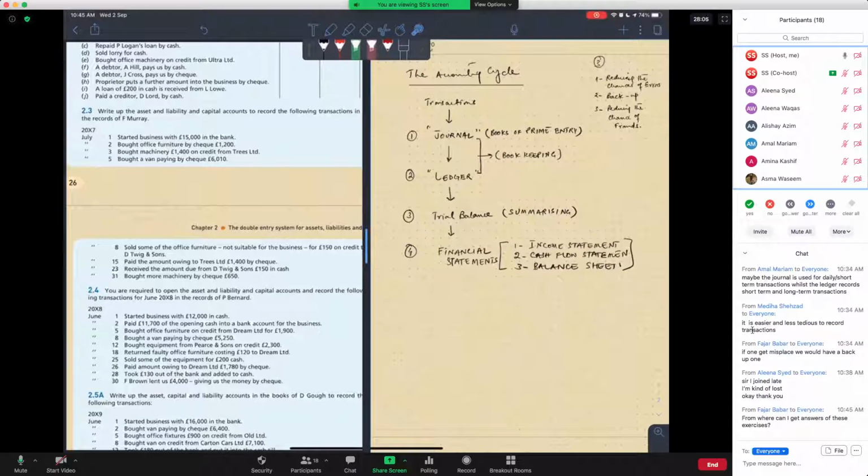Fajr, from where can I get answers to these exercises? I will provide you with the answers, Fajr. The worksheet is already there on Google Classroom. When you join Google Classroom, you'll find it over there.